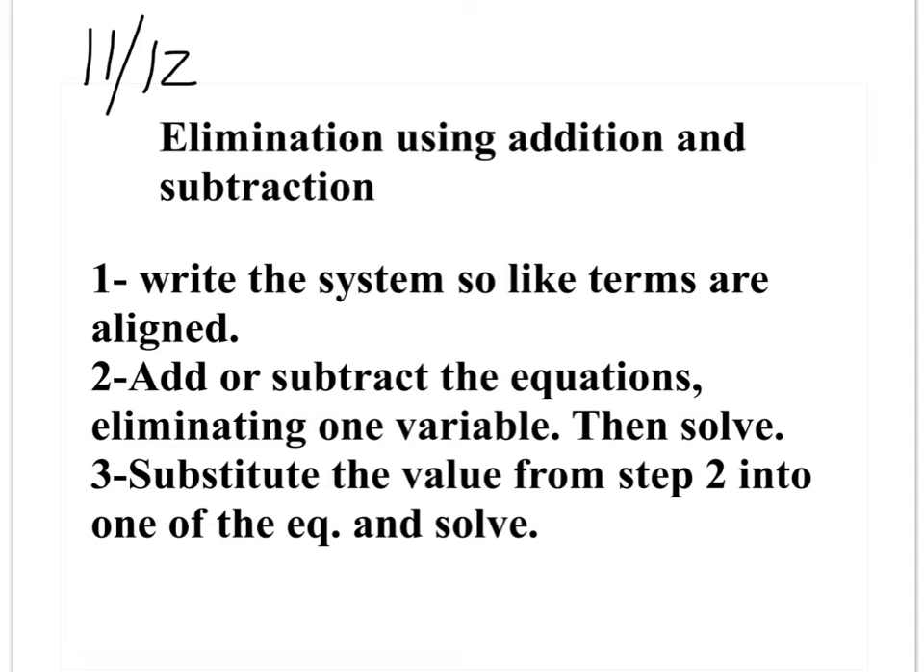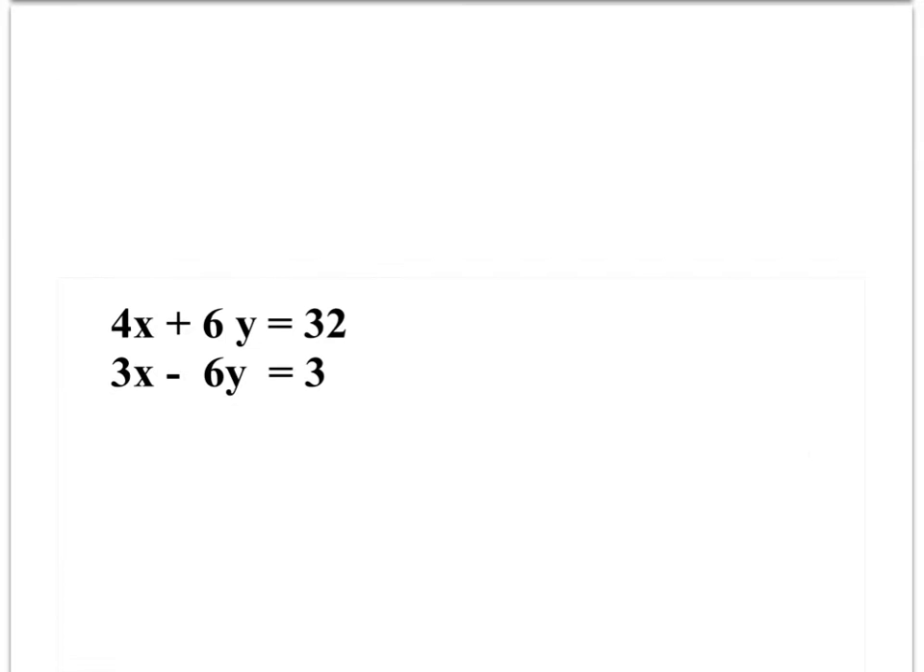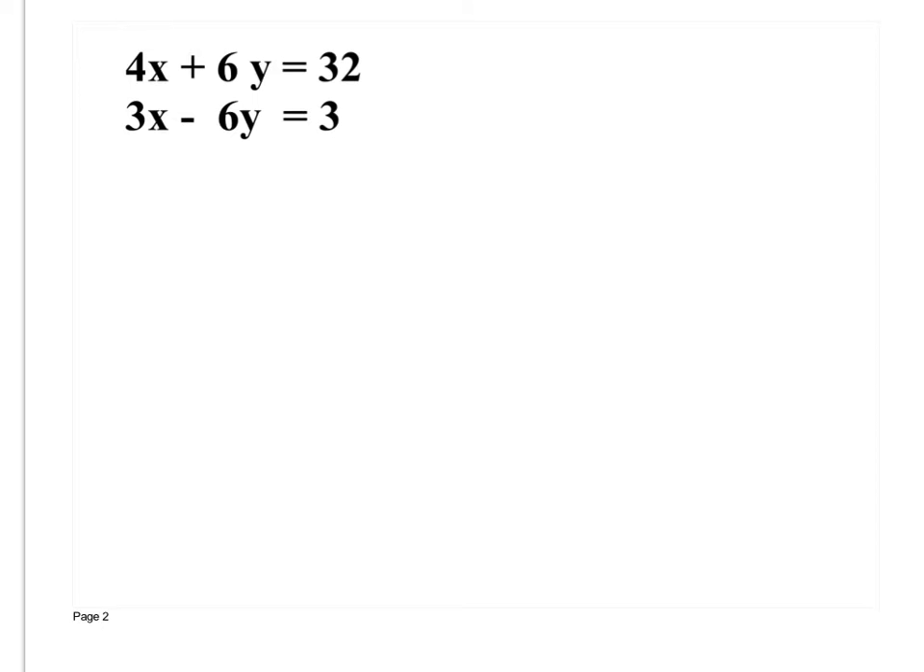Once you have y, you substitute that value from step 2 into the equation to solve for x. Alright? So that's the steps. So write this. We have 4x plus 6y equals 32 and 3x minus 6y equals 3. Now our step 1 was to line up like terms. That's already been done. X is over x, y is over y. The constants are over each other.